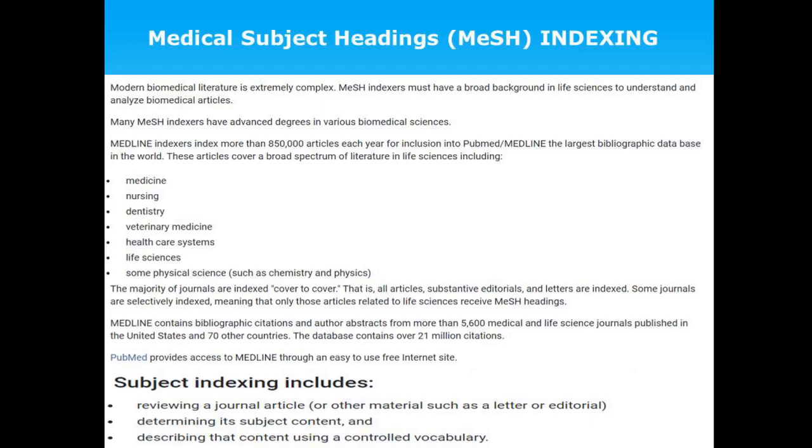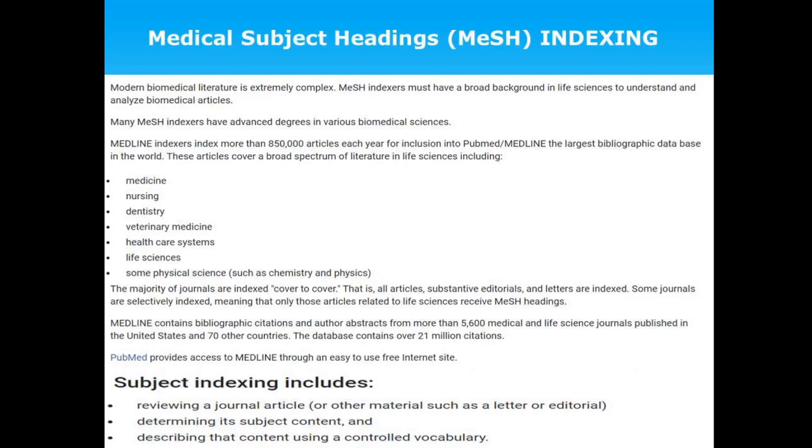So they contain bibliographical citations and abstracts from more than 5,600 medical and life science journals, which are published in the United States and 70 other countries. The database contains over 21 million citations. See the exhaustive coverage of this particular database, right? That is why it is termed the largest bibliographic database in the world.